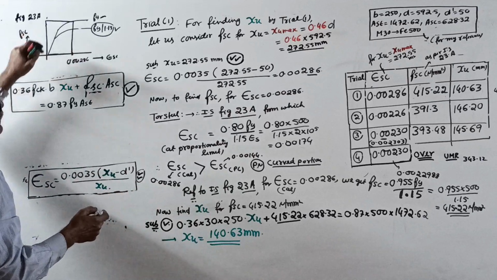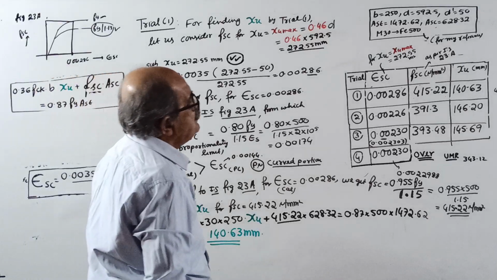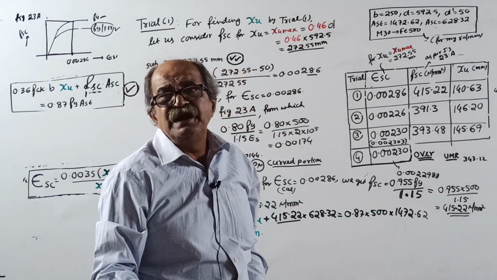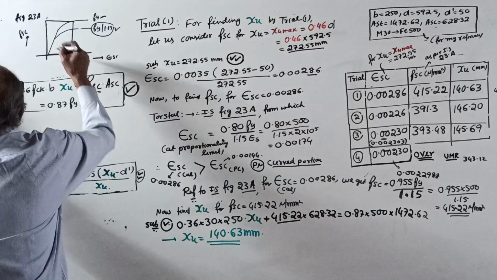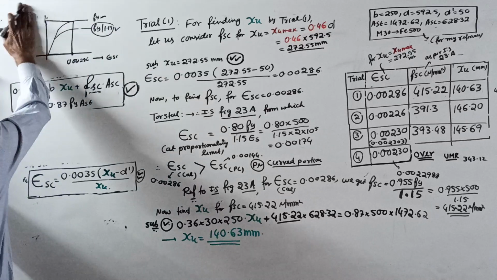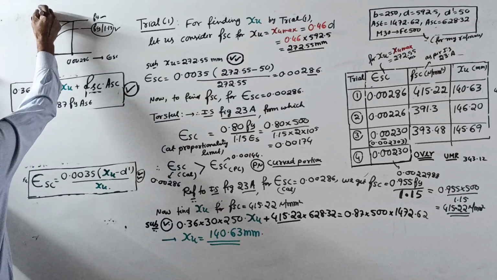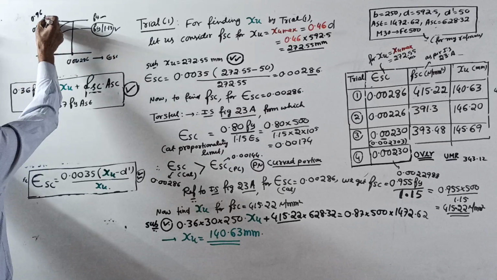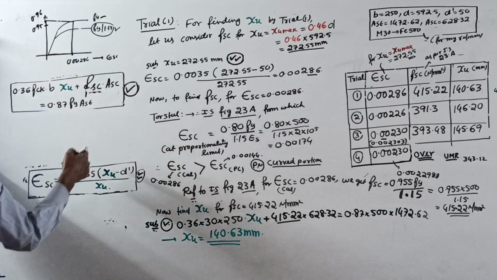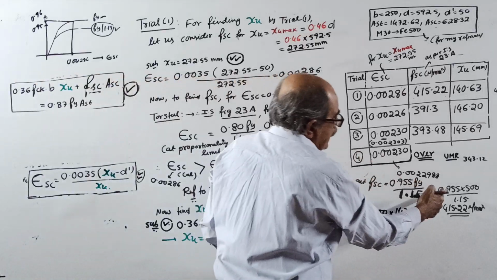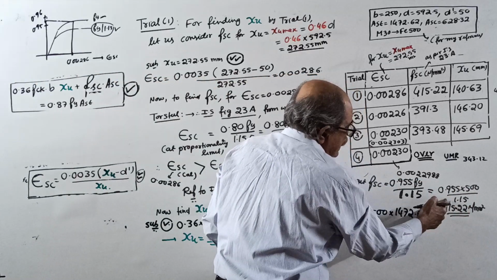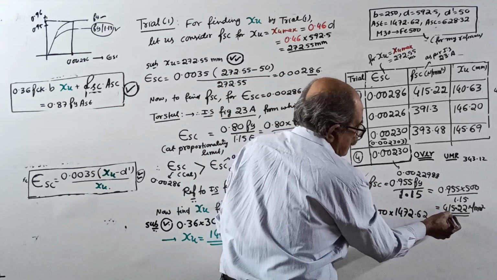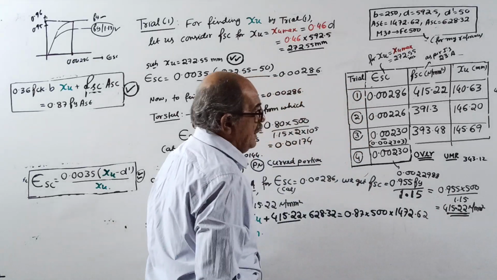When I checked there, the upper side number I am seeing is 0.96. The lower side number is 0.95, and it looks like almost the midpoint. So I will write 0.955 Fy by, without forgetting, 1.15. Answer: 415.2 Newton per mm square.